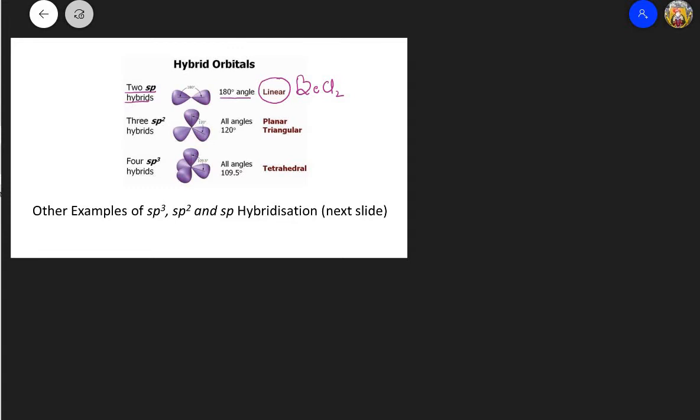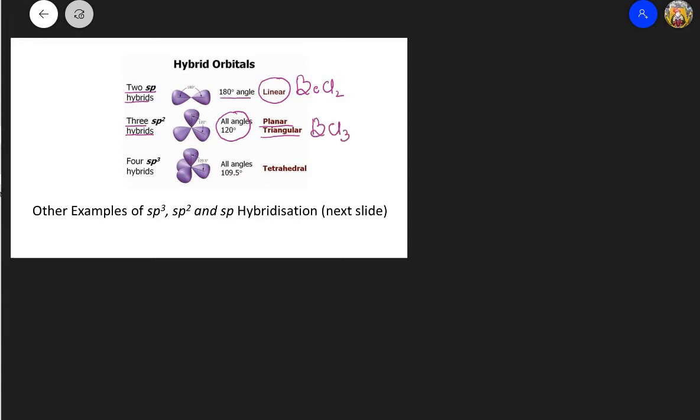And the second one is with respect to Sp2. If it is Sp2, how many hybrid orbitals will be there? 3 hybrid orbitals will be there. That is 3 Sp2 hybrid orbitals, which are directed towards 3 corners of an equilateral triangle, and all the angles will be 120 degrees. In such a case, the shape of the molecule is called planar triangular, right? And the best example we have seen is boron trichloride.